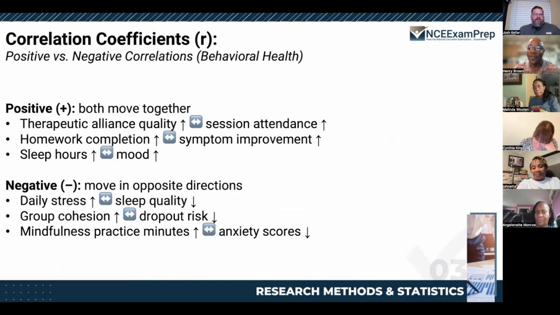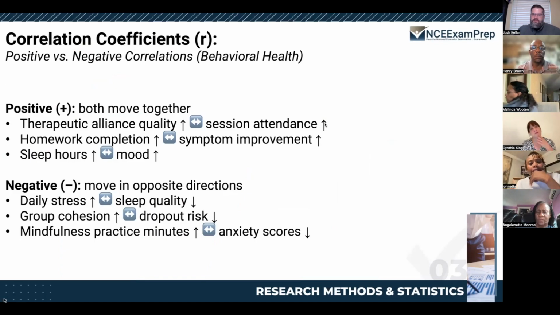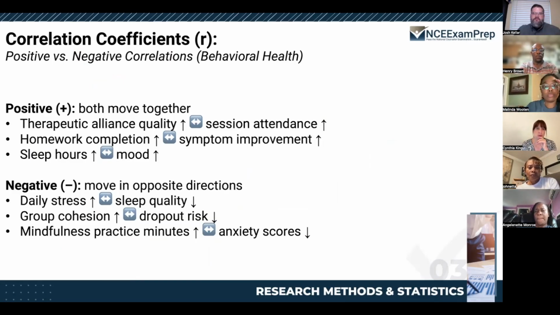So let's look at how this might apply in a behavioral health type setting. Here are some examples of positive correlations where they're both moving together. Therapeutic alliance quality, like how much of an alliance there is between you and your client. As that increases, session attendance also increases. The more aligned they are with you as a therapist, the more they're going to attend. As homework completion increases, symptom improvement also increases, right? So as our clients are doing their homework, their symptoms improve. As the number of sleep hours increases, mood also increases. So those would all have a positive correlation.